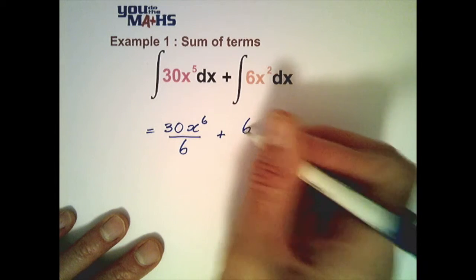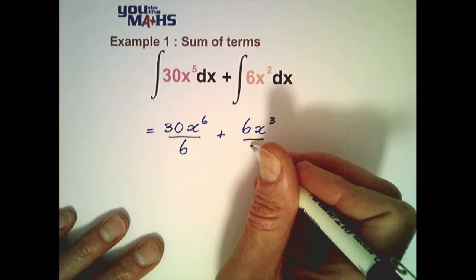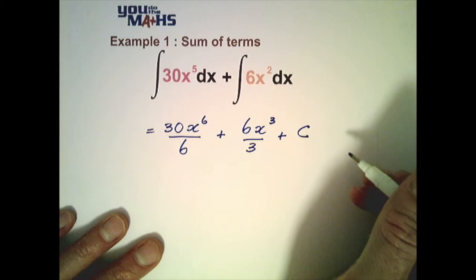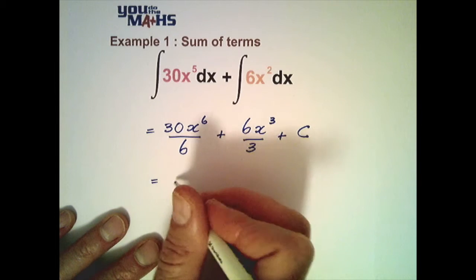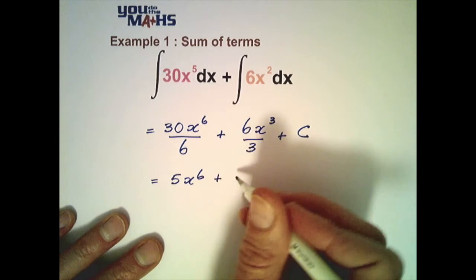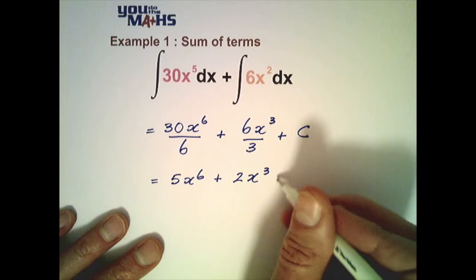In this case, the power of x is a 2, so we increase it by 1 to make it 3, and divide by that new power. And of course we add a constant whenever we anti-differentiate for an indefinite integral. We'll now simplify each term, so we get 5x to the 6 plus 2x to the 3 plus the constant at the end.